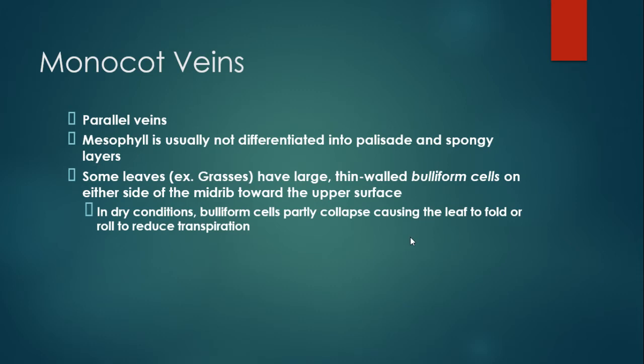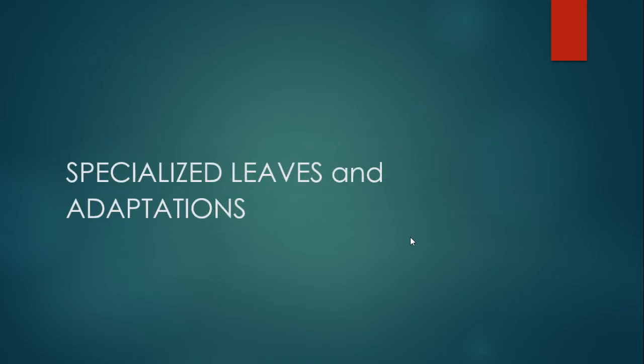Monocots have their own type of vein pattern. Most of the time they're going to be parallel veins, and they're usually not differentiated into palisade and spongy layers. Some leaves, like grasses, have large, thin-walled bulliform cells on either side of the midrib toward the upper surface, and in dry conditions, these cells are going to partly collapse, causing the leaf to fold or roll to reduce transpiration. So it's trying to protect itself from losing all of its water.